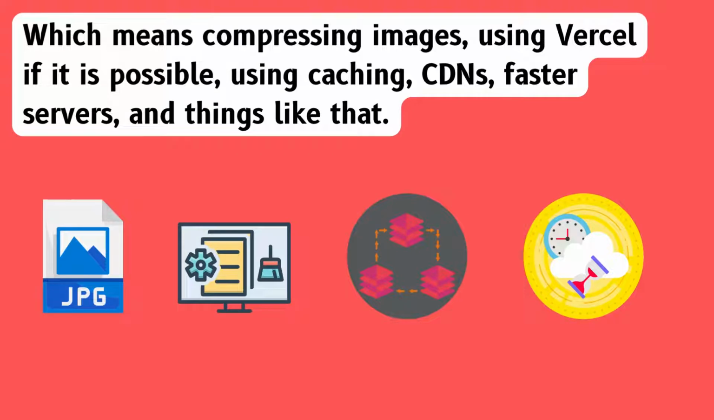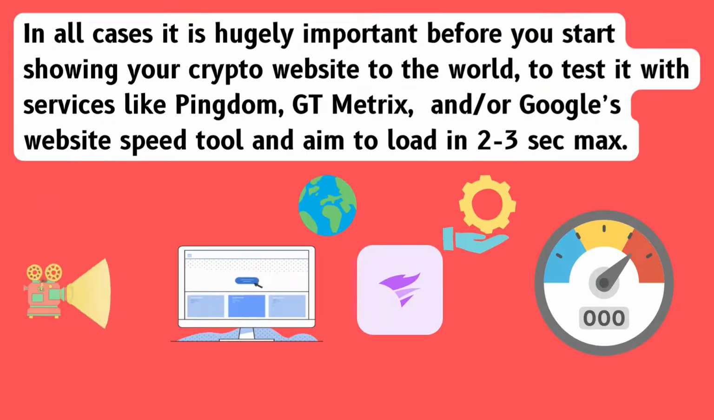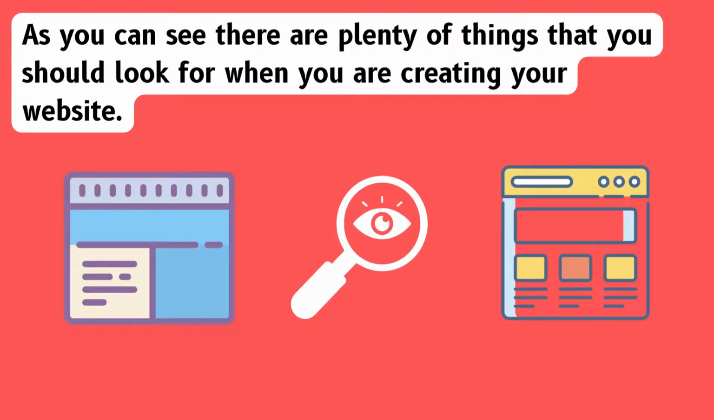Which means compressing images, using Vercel if it is possible, using caching, CDNs, faster servers, and things like that. In all cases, it is hugely important before you start showing your crypto website to the world, to test it with services like Pingdom, GTmetrix, and Google's website speed tool, and aim to load in 2 to 3 seconds max. As you can see, there are plenty of things that you should look for when you are creating your website.